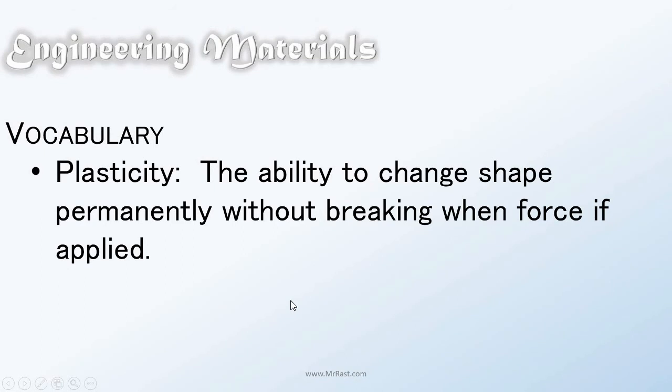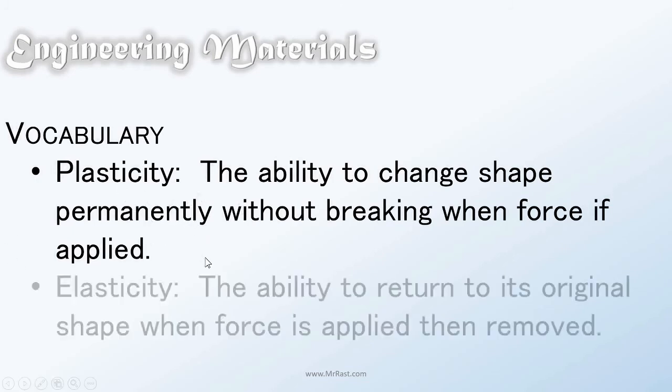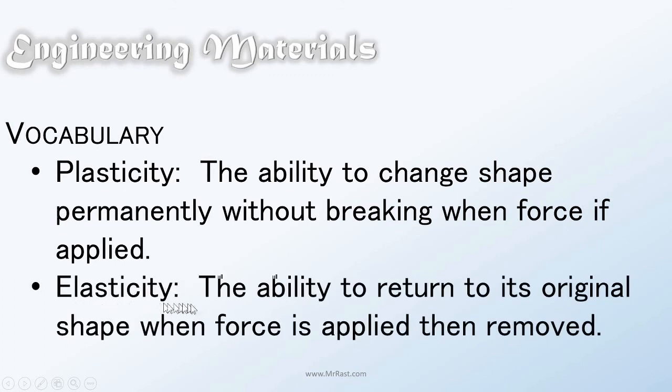Before I get into the next one, I need to talk about some terms I'm going to be referring to. The first term is plasticity. This is the ability to change shape permanently without breaking when force is applied to it. So if something has a plastic property, it will change its shape when you add force to it and it won't break. Plasticity is the opposite of brittle. Another term is elasticity. This is the ability to return to the original shape when force is applied then removed. In something that's plastic, you add force and it will stay in that shape. Something with elastic property, you add force and remove the force, and it snaps back into its original shape.